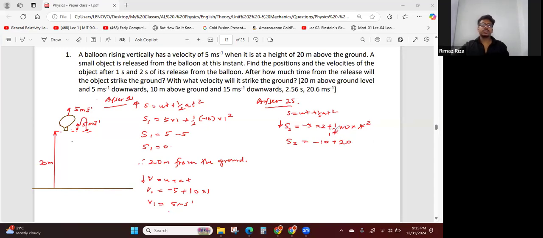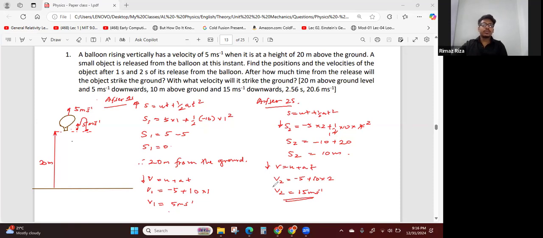10 into 2 is 20, so S2 is equal to 10 meters. And for the velocity, we can use downward, v equals u plus at. v2 equals minus 5 plus 10 into 2. So v2 equals 15 meters per second.